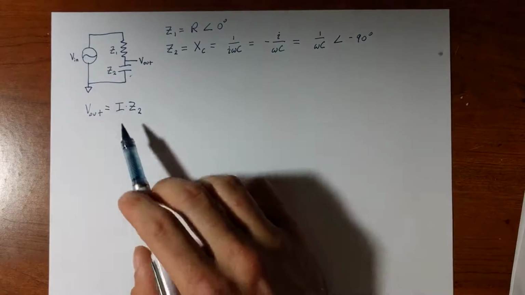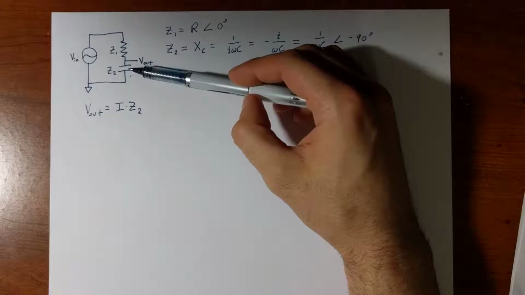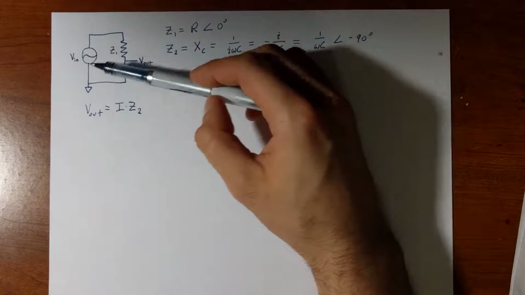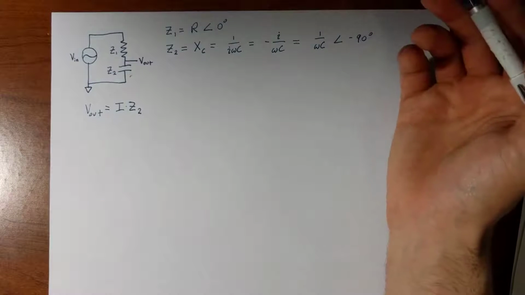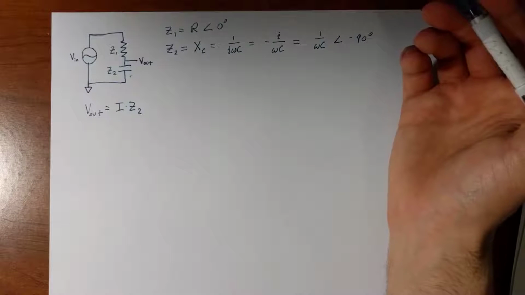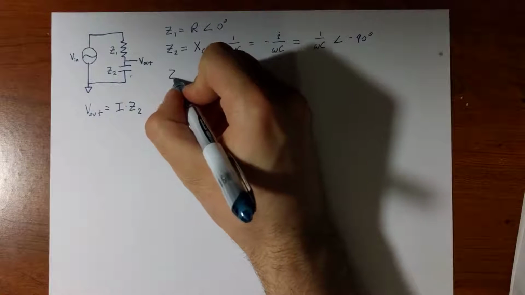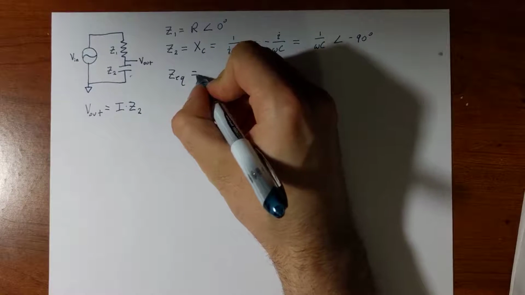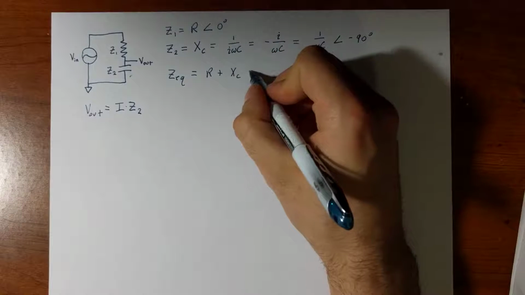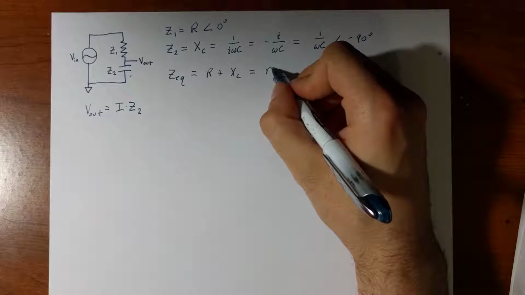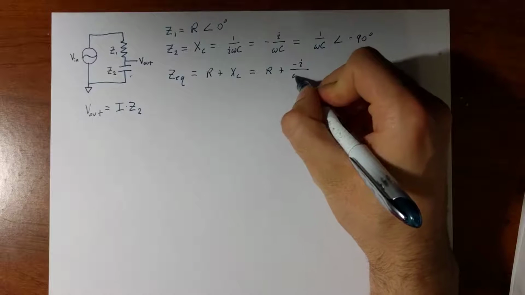So to figure out I, well, if this was just a resistive circuit, I would just combine R1 plus R2, and then I would say that the current through this is the input voltage divided by that resistance, and that would give me my current. And I'm effectively going to do the same thing here, just we have to worry about the angle as well as the magnitude. So the equivalent impedance is the resistance plus the reactance, or if I want to write this in complex form, that would be R plus our negative i over omega C.